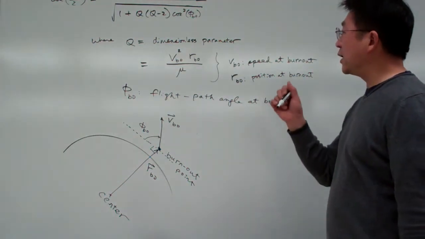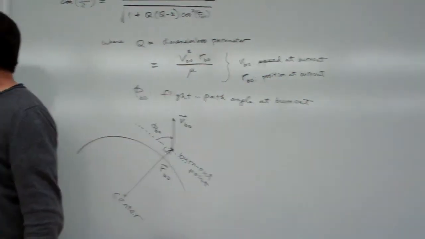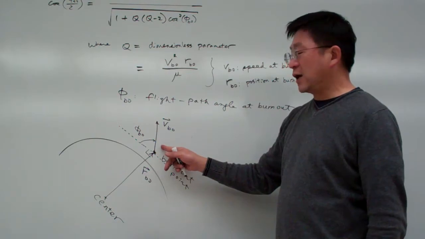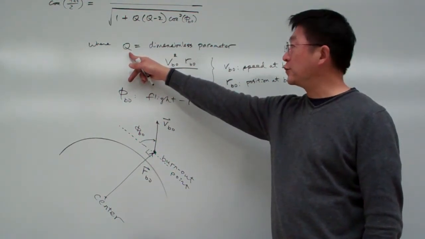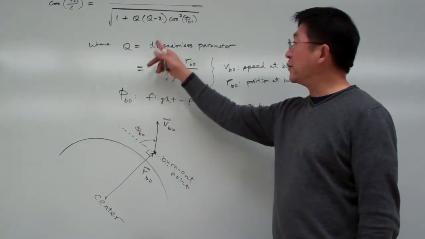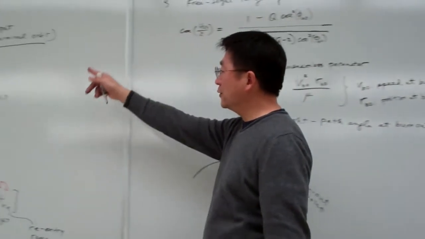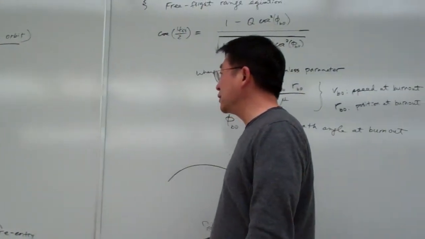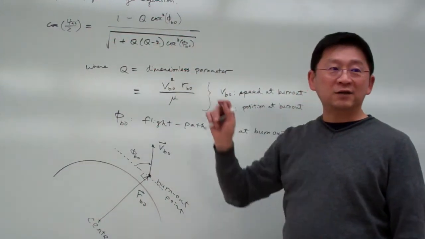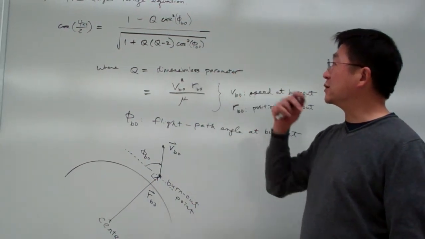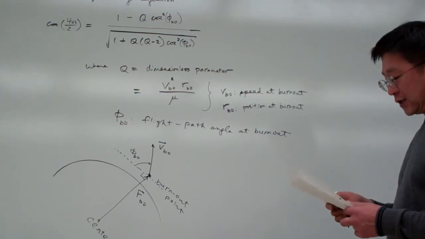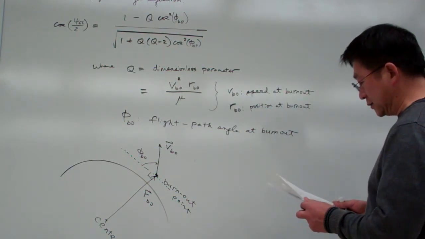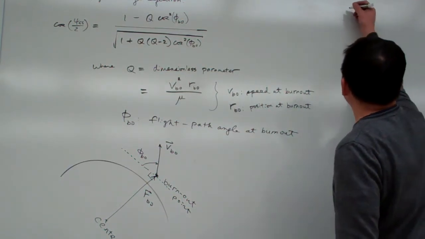So that means if we know the position at the burnout, and if we know the velocity at the burnout, then we can calculate Q. And then if we can determine the VBO, then basically we can determine the range angle by this. So that means as long as we know certain key parameters at the burnout, then we can determine how far that missile can reach, okay? So that's what these equations are. And the derivation of this one won't be hard. We can try this. So that's the derivation.